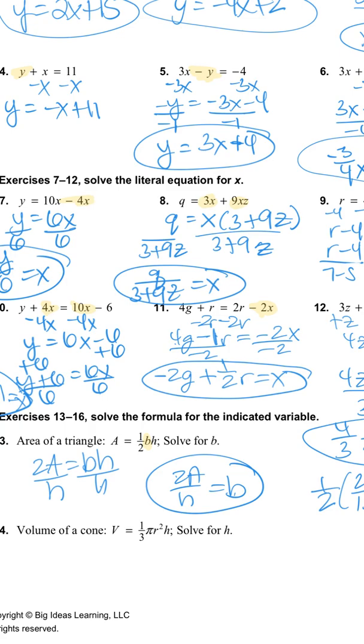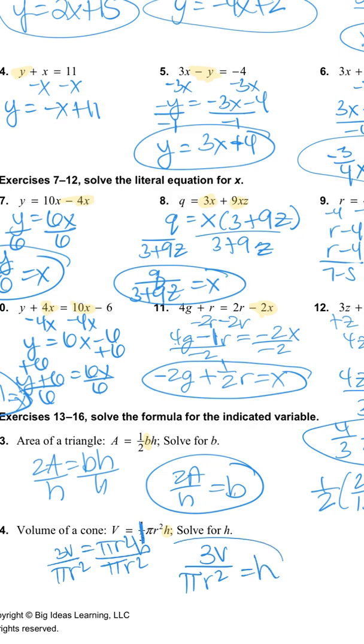Okay, and here we're solving for h. So here we can multiply by 3 to get rid of the 1/3. So we're going to have 3v equals pi r squared h. And then we're going to divide by pi r squared. So 3v divided by pi r squared equals h.